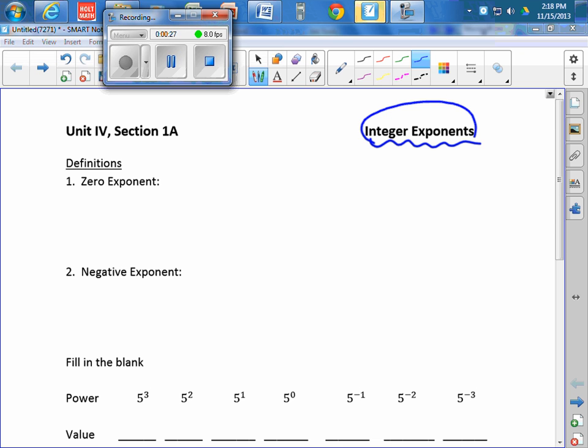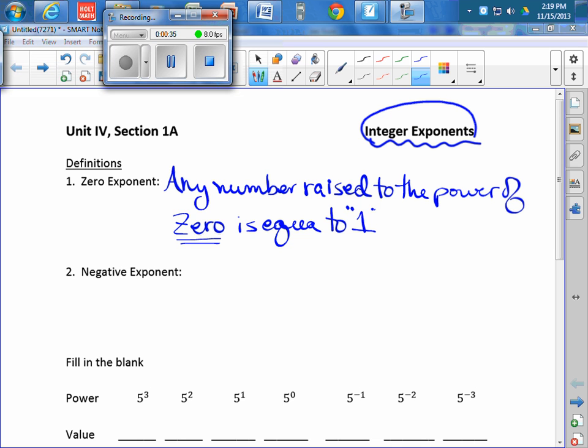One of the first things that we want to talk about is the zero exponent. Here it is in a nutshell. And that is any number raised to the power of 0 is equal to 1. Anything raised to the 0 power is 1.